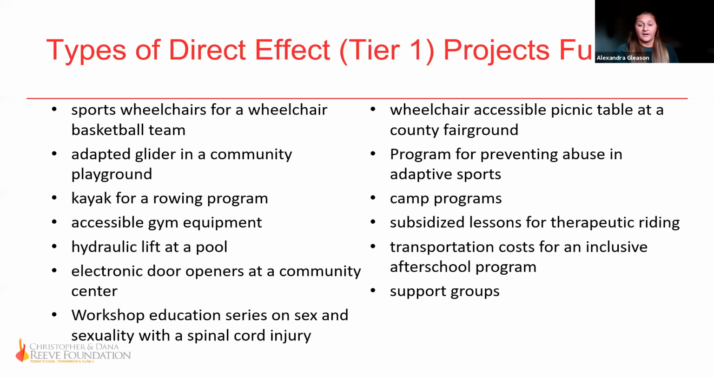We also have some examples of projects that were funded previously. So we have sports wheelchairs for a wheelchair basketball team, kayaks for rowing programs, hydraulic lifts at community pools, electronic door openers, programs for preventing abuse in adaptive sports. We also subsidize lessons for therapeutic horseback riding, and we fund support groups and other things as well. You can also see a full list of our previously funded projects and their descriptions on our website.